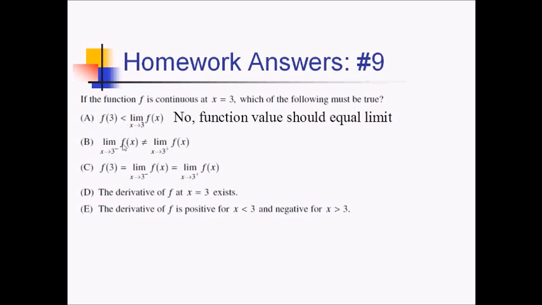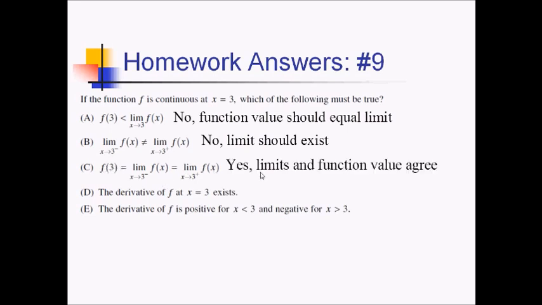Choice B, they're saying the left and right side limits don't match up. Well, continuity means the limit exists, which means the left and the right match. So this is also a no. The limit should exist. Choice C, they're saying that function value and left and right side limits match up. And this is one way of proving continuity. Since the limits equal each other, the limit exists. And since the limit, which exists, equals the function value, all the conditions of continuity have been met, most particularly limits and function values agreeing.